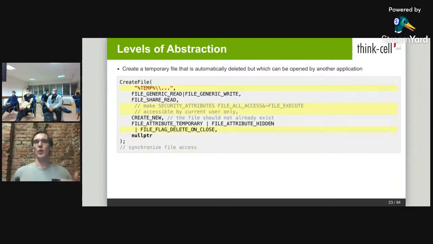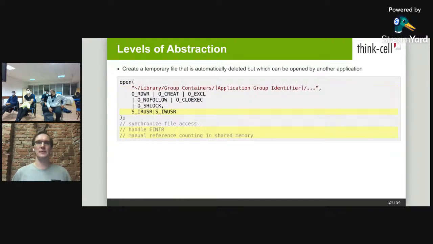It means Windows will automatically delete the file when the last handle to that file is closed. But as long as that handle is open, anybody who has the same file path can open and read the file. So that's a pretty useful guarantee that Windows gives us here. Now, what do we do on macOS or on other Unix systems?